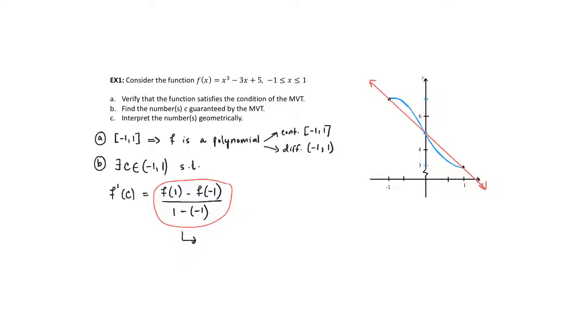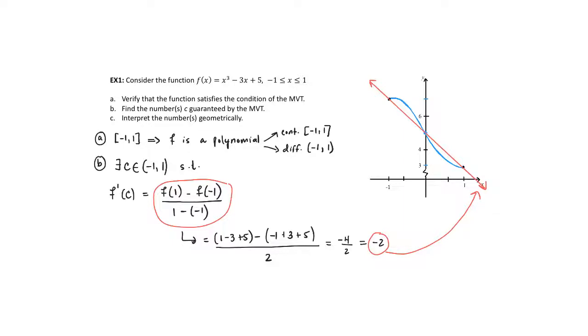Using this expression right here, all that I have to do is compute f of 1, f of -1, and plug everything in the formula. So for example, this is going to be equal to, using the function, 1 minus 3 plus 5 minus -1 plus 3 plus 5. All of that will be divided by 2. 1 minus -1 is going to give us 2. So whenever we simplify this, we end up getting -4 divided by 2, which is equal to -2. In other words, this number right here is the slope of the secant line that passes through the points where x is -1 and x is +1.